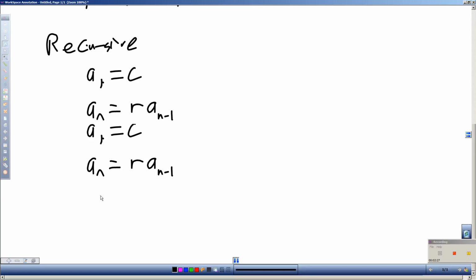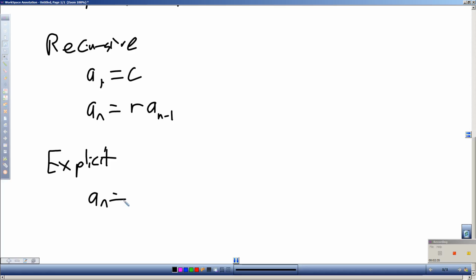So what would the explicit form look like? An equals something to the power. Okay, so how are we going to have something to the power? Notice when we had an arithmetic sequence, we had repeated addition, which means we change it to multiplication. Here we've got repeated multiplication, which means we're going to change it to exponents.